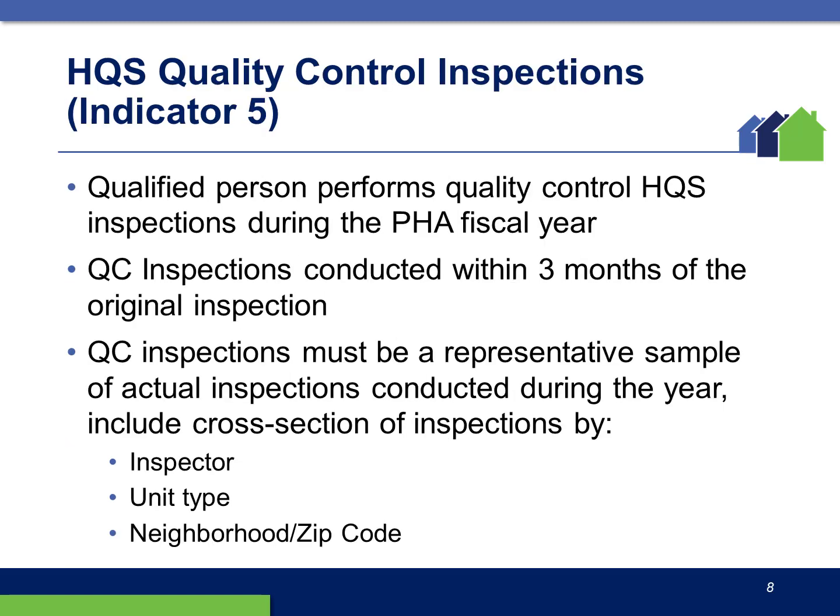In addition to ensuring that QC inspections are performed by qualified staff, HUD wants to ensure that QCs were conducted within 90 days of the original inspection and that the QCs are a representative sample of actual inspections conducted. Samples should roughly represent the proportion of each inspection type, those conducted by each inspector and those conducted in certain neighborhoods. To ensure compliance, PHAs should determine how many QCs will need to be conducted at the beginning of each fiscal year and spread out the QCs over the course of the year.